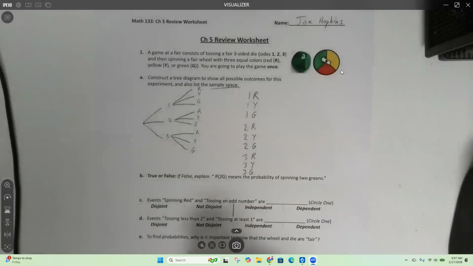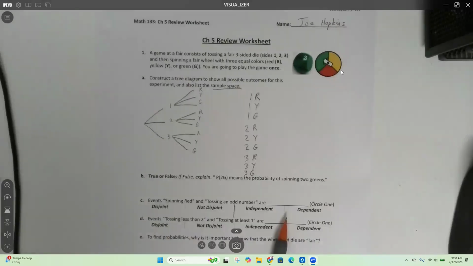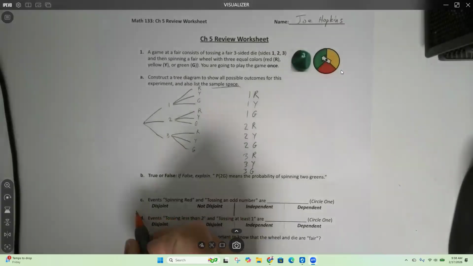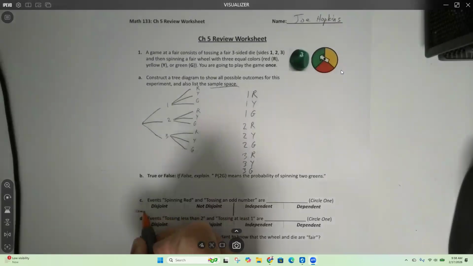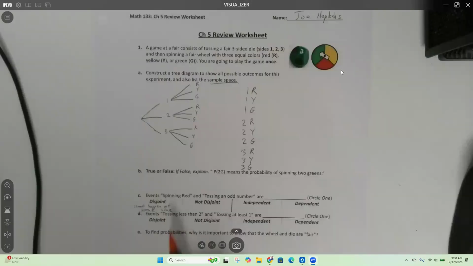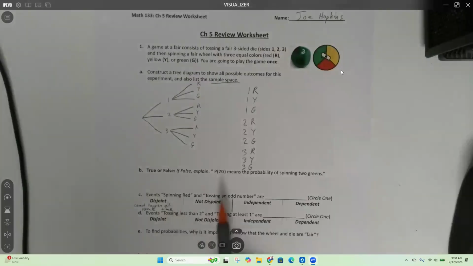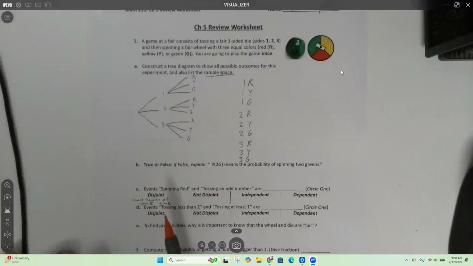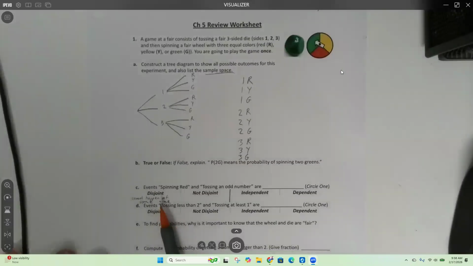These should be two separate questions, okay? First of all, disjoint means that they cannot happen at the same time. You're playing this game and you spin a red or you toss an odd number. If those two cannot possibly happen at the same time, we call that disjoint. Other classes may call it mutually exclusive. It's the same thing.